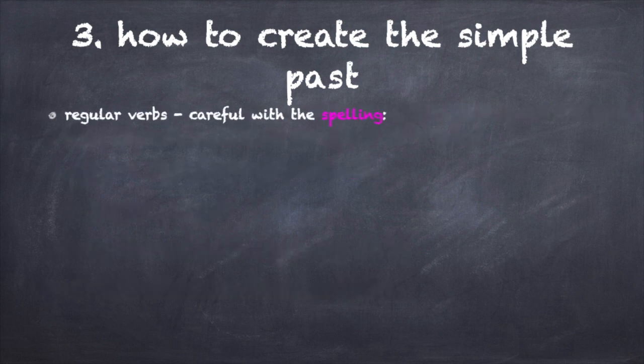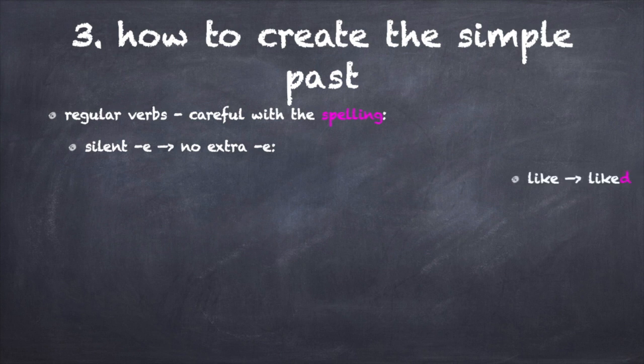Even with the regular verbs, you have to be careful sometimes with the spelling. When there is a silent E at the end of the verb, you don't add an extra E. For example, the verb like. There you just add D, liked, and then you don't even hear the E. It's just to like, and it becomes liked.